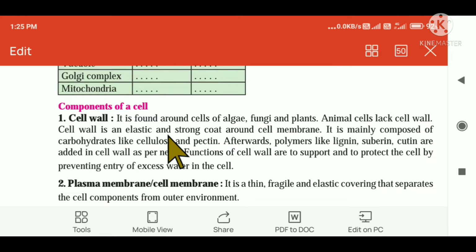The cell wall is an elastic and strong coat around the cell membrane. It is mainly composed of carbohydrates like glucose and pectin. Afterwards, polymers like lignin, suberin and cutin, different types of material, are added to the cell wall as per the need. The functions of the cell wall are to support and protect the cell by preventing the entry of excess water into the cell. In other words, you can say the cell becomes temporarily waterproof.